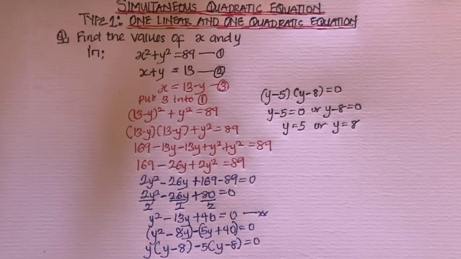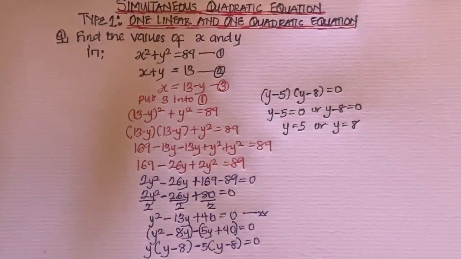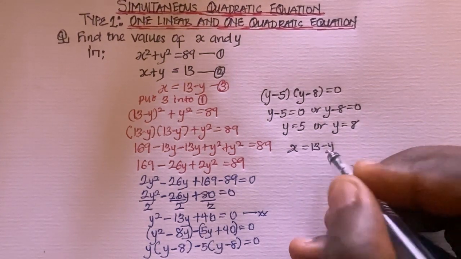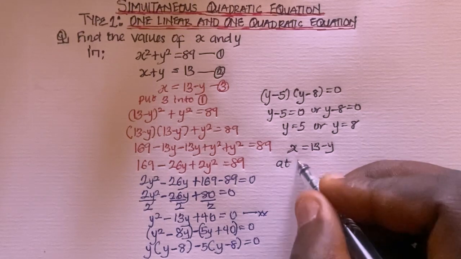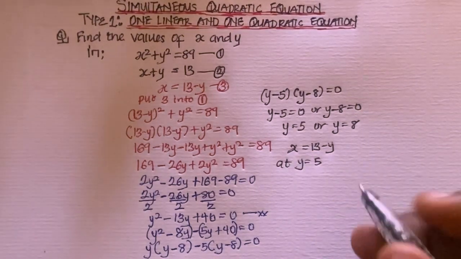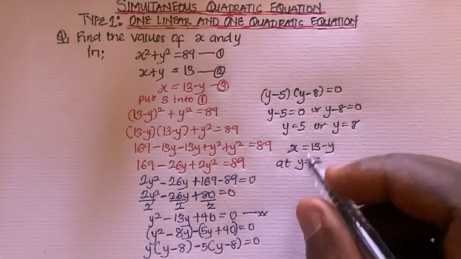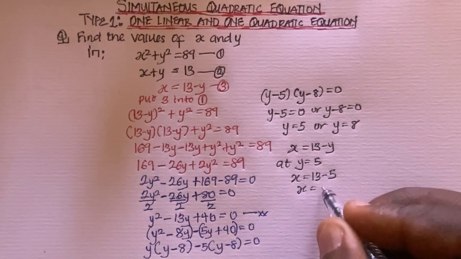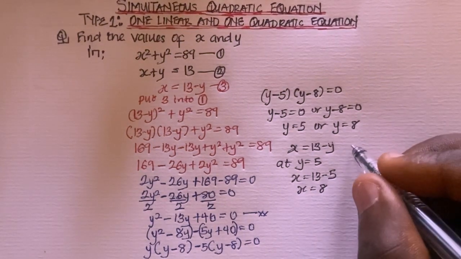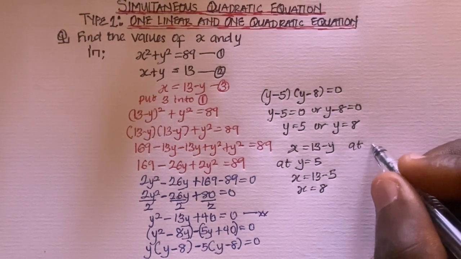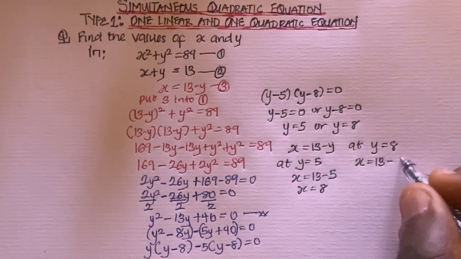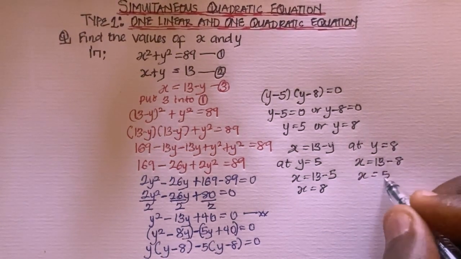The next thing is that I'll need to find the value of x. In order for me to solve for the value of x, I can come back to equation 3. Equation 3 says x equals 13 minus y. Then at y equals 5, what's going to be the value of x? In this case, x equals 13 minus 5, then x equals 8. Similarly at y equals 8, then x equals 13 minus 8, then x equals 5.